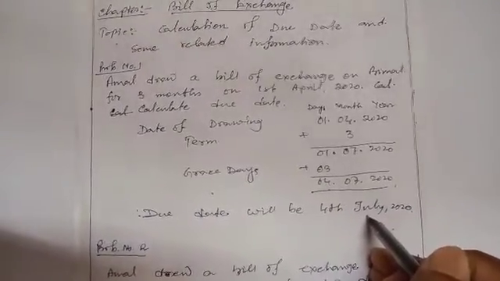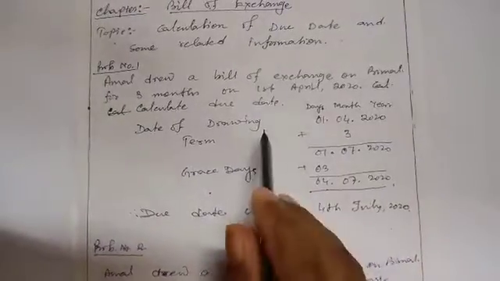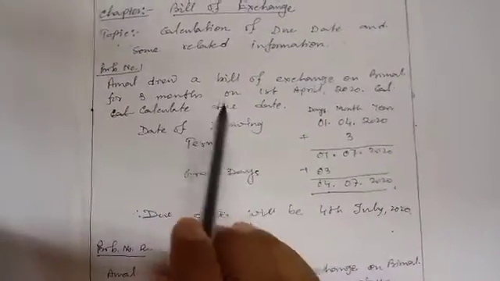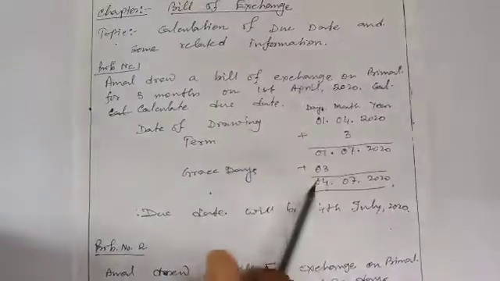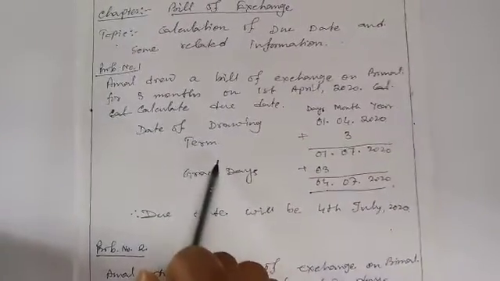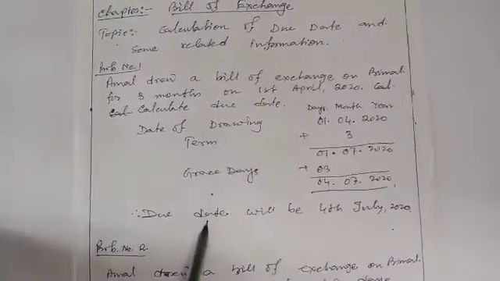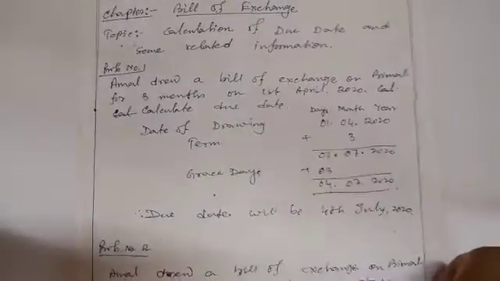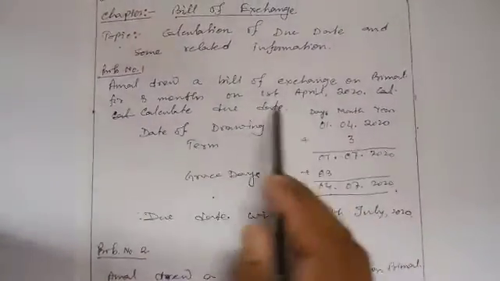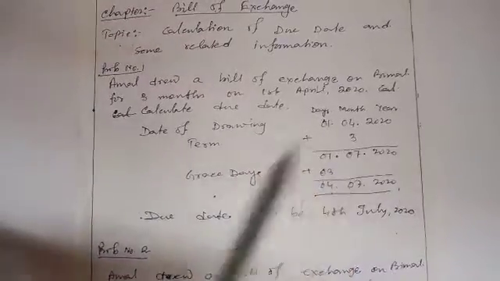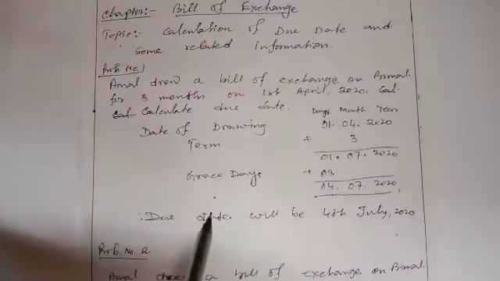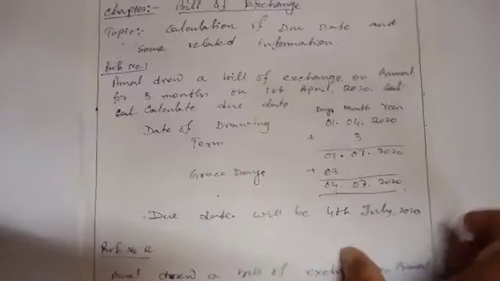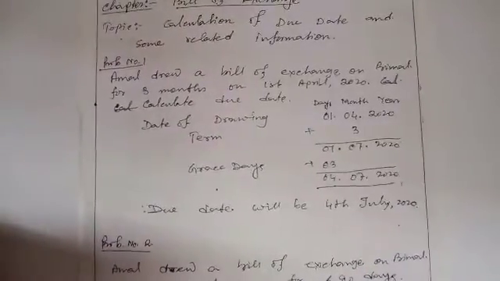Understood? So this way, in a simple problem, you have to calculate the due date, and this is applicable in case of an after date bill. And in case of an after sight bill, the date on which the drawee signs, from that date you have to count. Next, I am showing you another example.